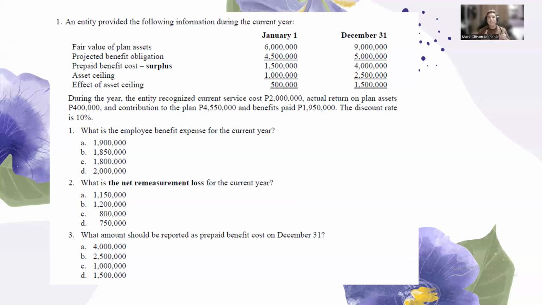Asset ceiling, 1 million beginning and then 2.5 million ending. Effect of asset ceiling is 500,000 and 1,500,000 for beginning and ending balances respectively. During the year, the entity recognized current service costs of 2 million, actual return on plan assets of 400,000, and contribution to the plan of 4,550,000. The benefits paid to retirees is 1,950,000 with the discount rate of 10%. So let's have a problem on the asset ceiling.